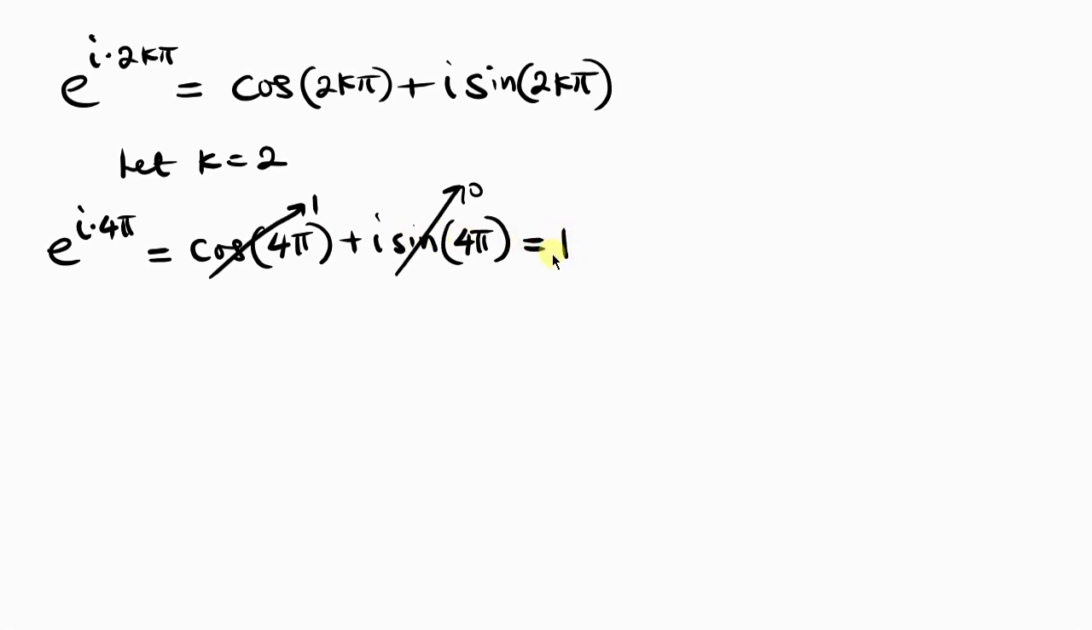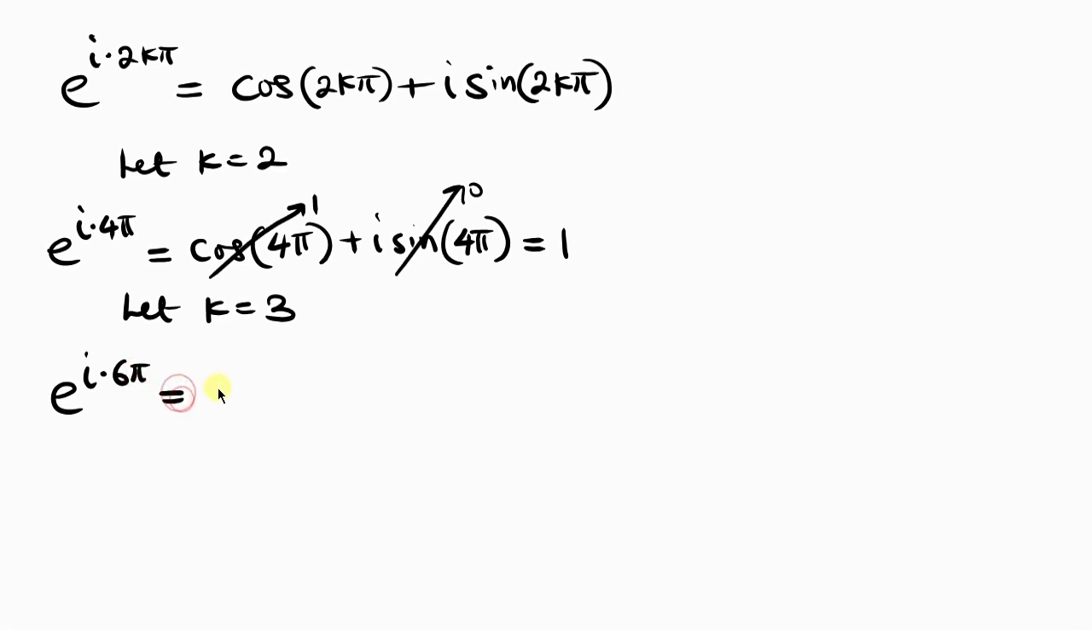So we can see that we have the same thing as we did when we set k to be 1. Now, what about we try for k equal to 3? When we try for k equal to 3, let's go again. We have e to the i, now 2 times 3 times pi gives 6 pi. So i times 6 pi.